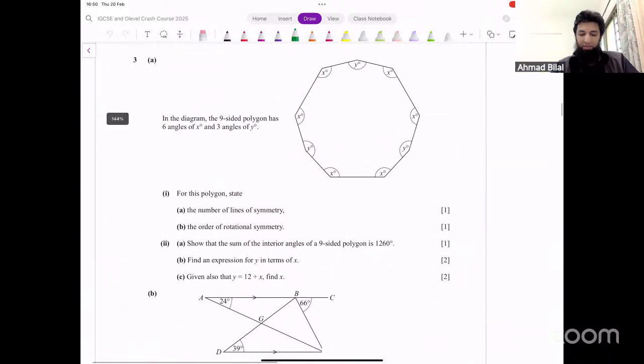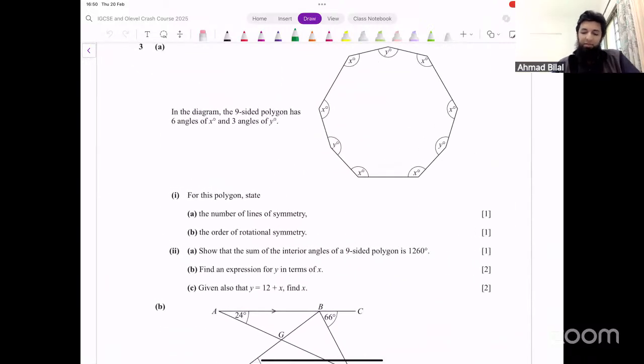Okay, so let's look at this now. It says, in this diagram, the 9-sided polygon has 6 angles of x and 3 angles of y. Now, what's a 9-sided polygon called? We said it's called a nonagon. As I said, that particular word is not used a lot in the questions. They've explicitly said it's a 9-sided polygon. So you know n is equal to 9.